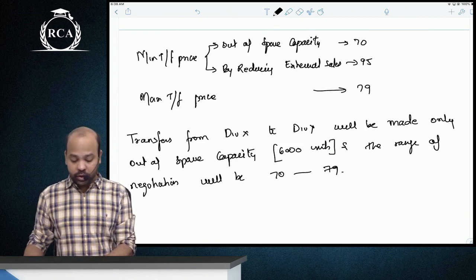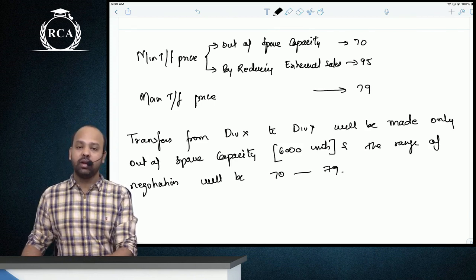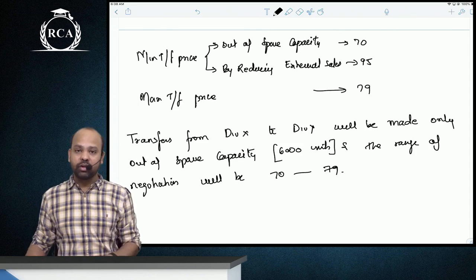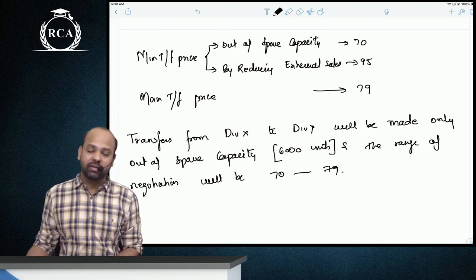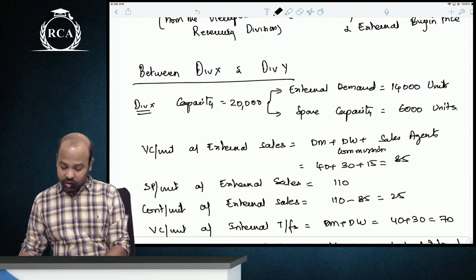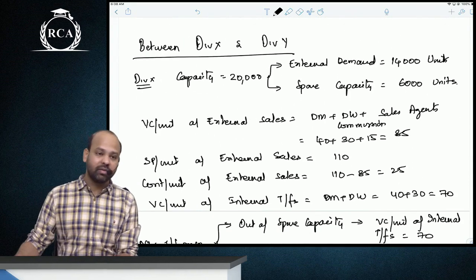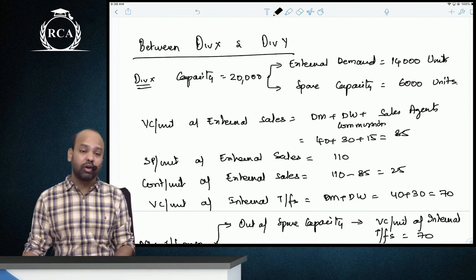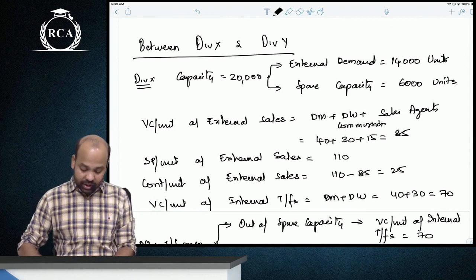units, because their opportunity cost is too high, guys. It is better that division Y procures it from the external market than that division X transfers more than 6,000 units to division Y. Understood, sir? Now copy this between division X and Y. Like that, we will now have to perform calculations, guys, between division Y and Z as well.